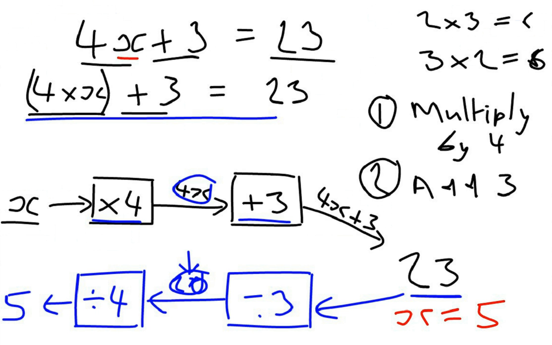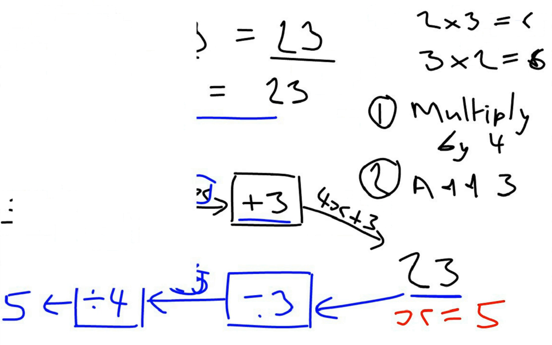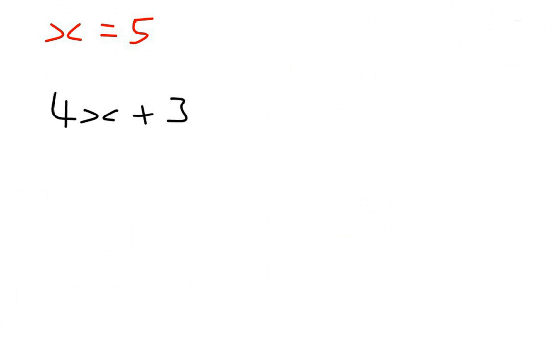Okay, let's just check our answer. So x equals 5. Let's just check to see if we've got it right by deleting all of that for the time being. So we thought we've worked out that x equals 5. Our original equation was 4x plus 3 equals 23.